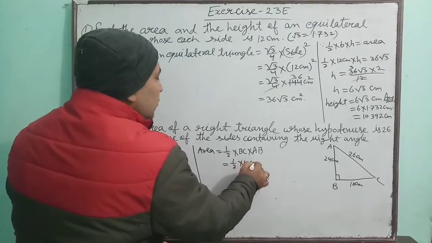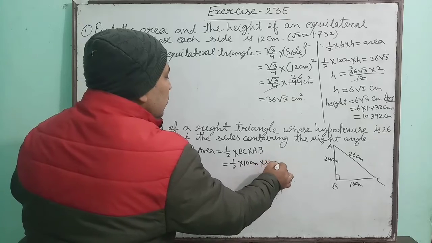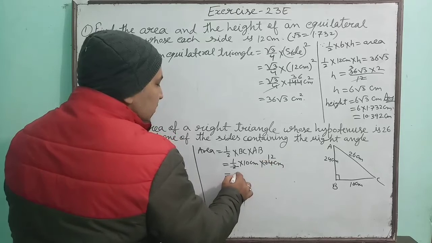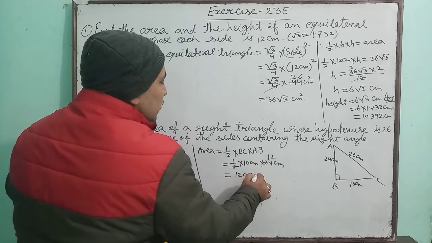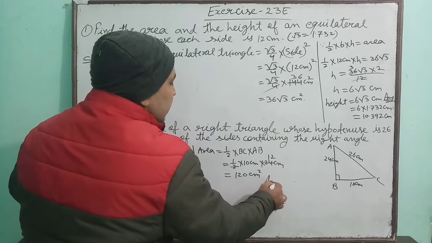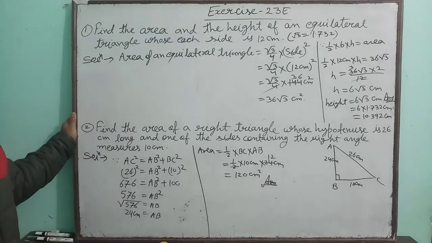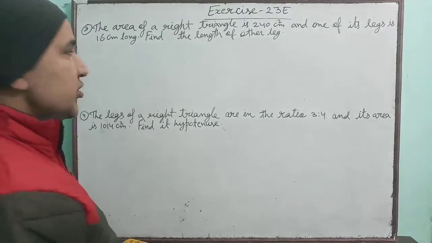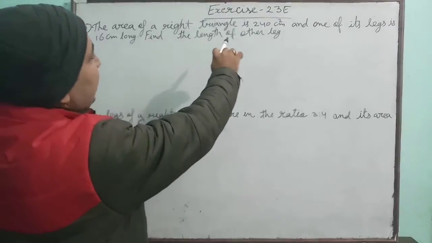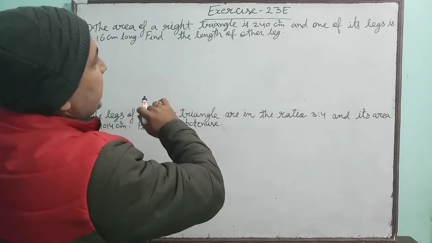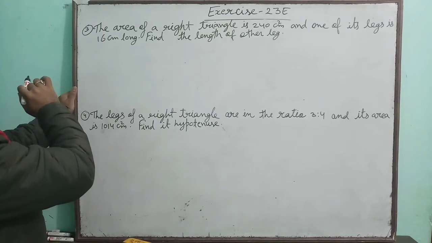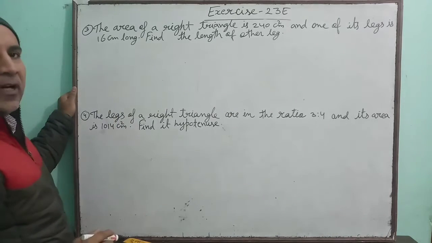1 by 2 into 10 centimeter into 24 centimeter. 2 dividing 24 by 12 times. 12 into 10 is 120 centimeter square is the area of this right triangle. Okay? Note down. Okay, now see the third question. The area of a right triangle is 240 centimeter square and one of its legs is 16 centimeter long. Find the length of other leg.